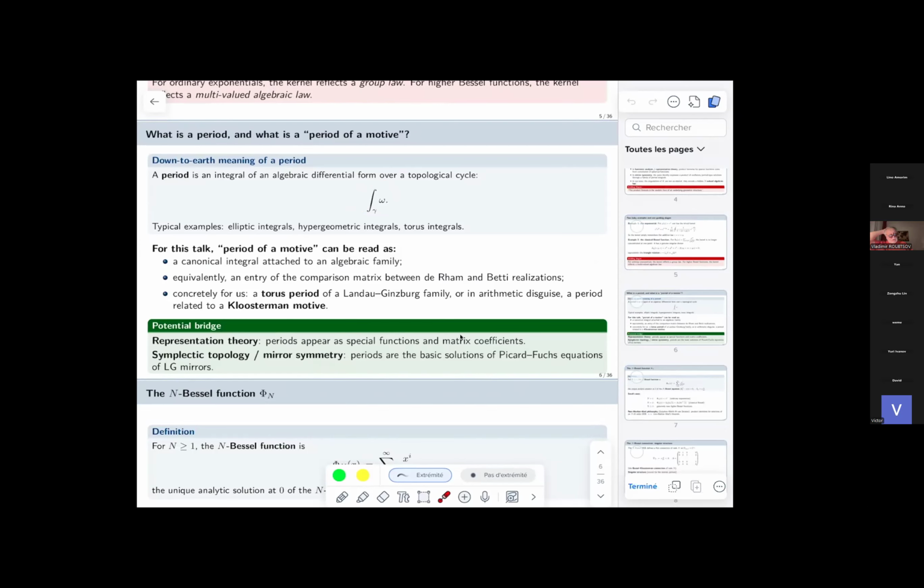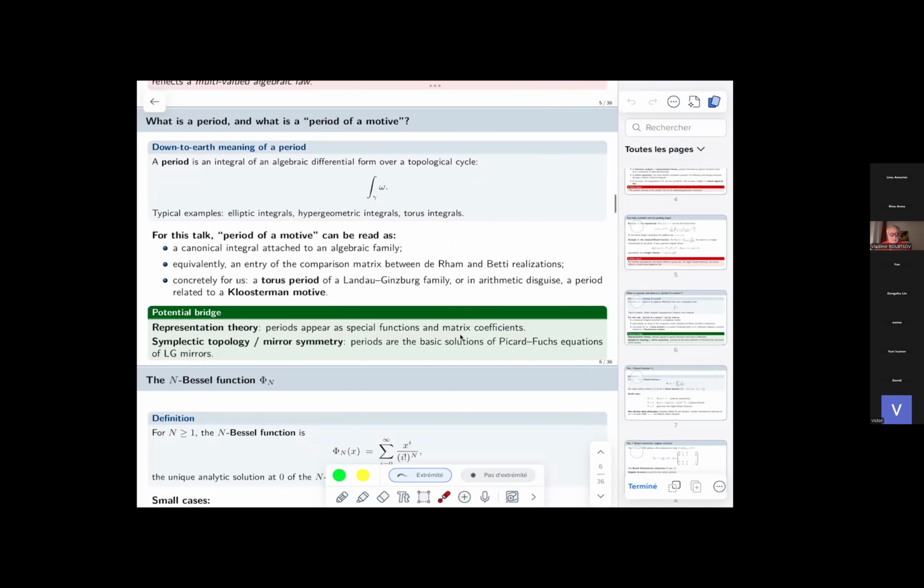Typical example of such variation, of course, is the family of elliptic integrals for one-dimensional torus or higher dimensional torus integrals which appeared in K3 series lattices or in Calabi-Yau threefolds and other type of torus integrals which appeared in mirror symmetry problematic.